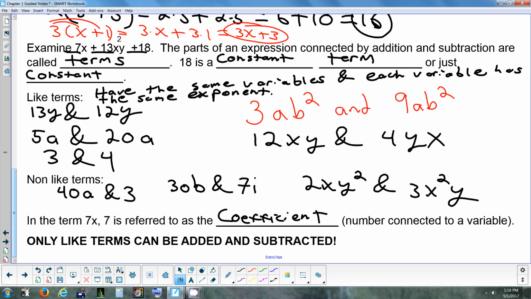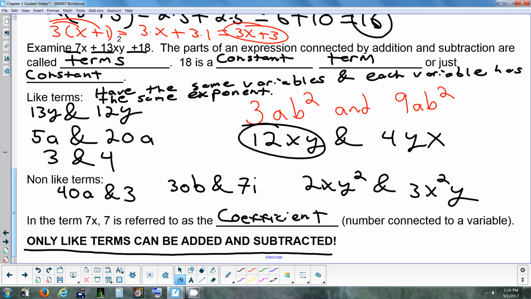Okay, so if I ask you, for example, what's the coefficient of this term? What would you say? 12. It's just the number that's in front of all the letters. And of course, we already mentioned this: only like terms can be added or subtracted. So if I gave you a problem on a test, 13y plus 12y, you can add those up. If I gave you something like 40a plus 3, you just have to say you can't simplify it.